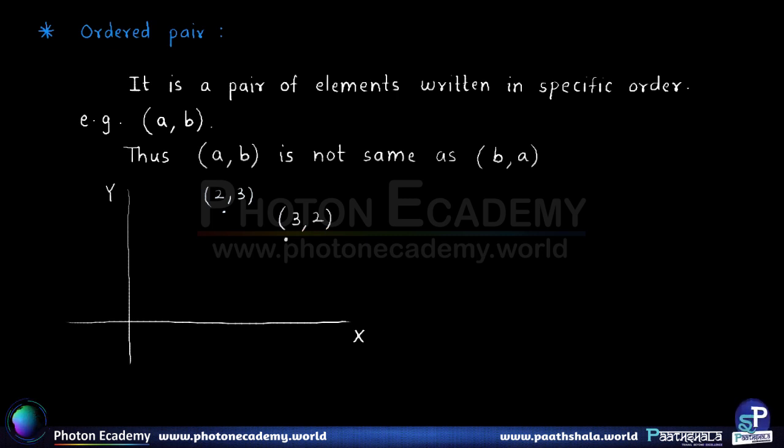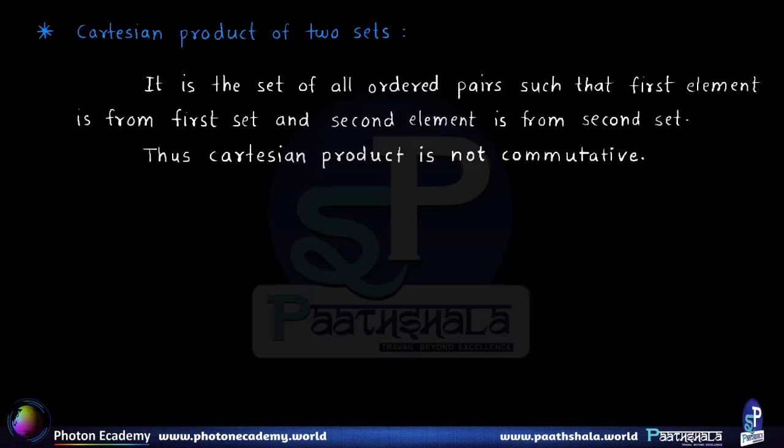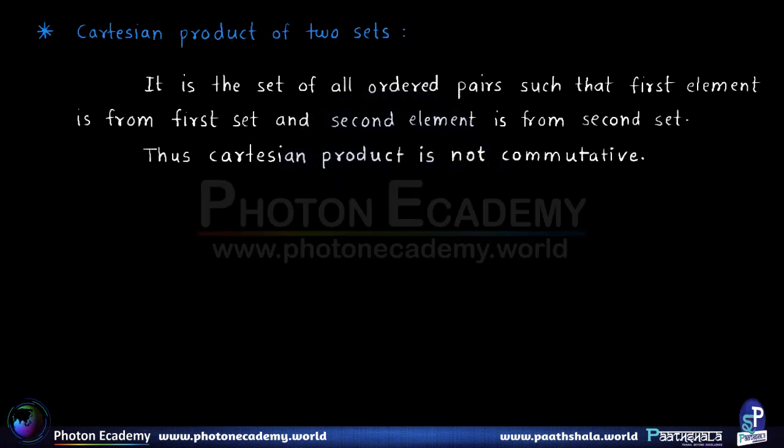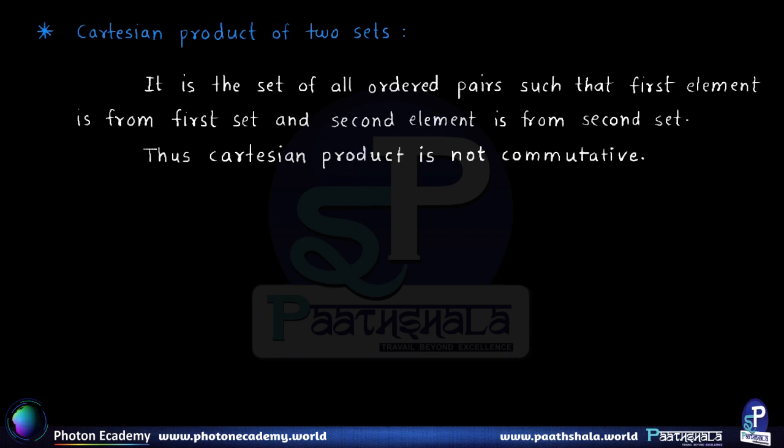Now let us move ahead and see a very important term, the Cartesian product of two sets. It is the set of all ordered pairs such that the first element is from the first set and the second element is from the second set. The Cartesian product is defined for two sets, say A and B, as the set of all possible ordered pairs that we can form, such that the first element comes from the first set only and the second element comes from the second set.